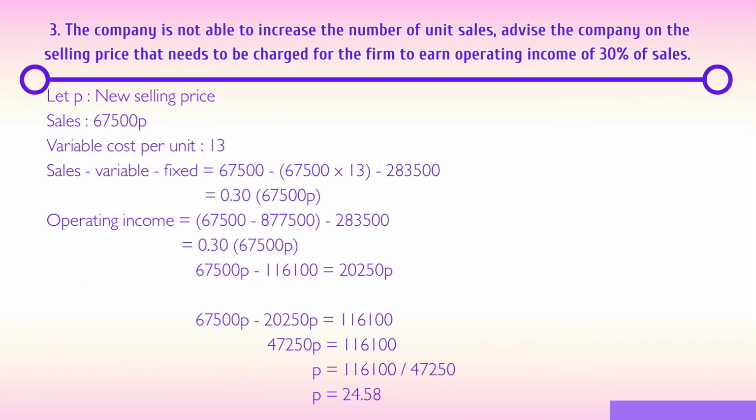So, I will explain question 3. For this question, the company cannot increase the number of units sold, so the only way to achieve a higher operating income is by adjusting the selling price.